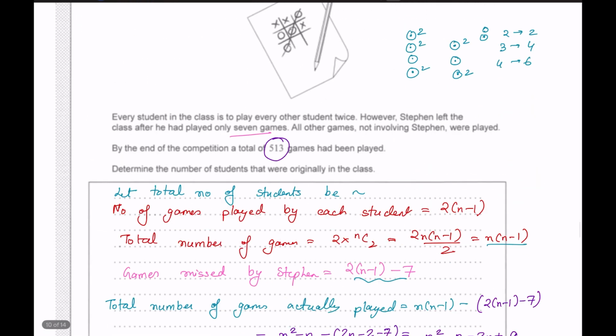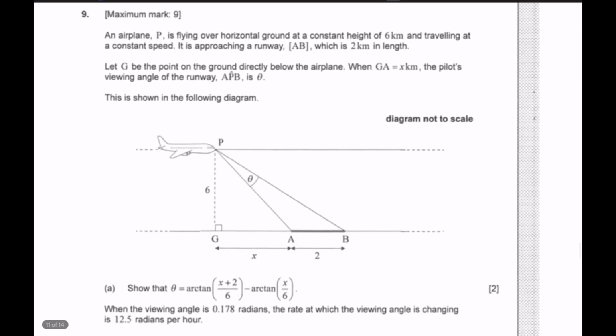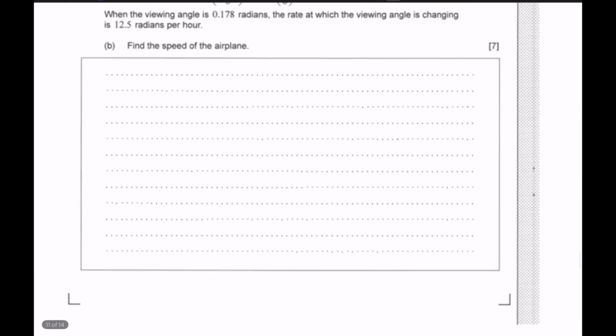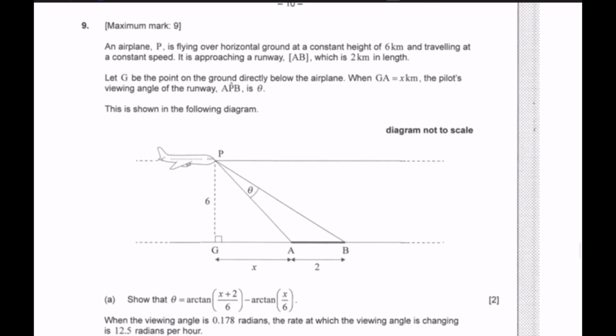And that's all about question 8. Now, moving on to question 9. I think 9 is the last question of section A. An airplane P is flying over horizontal ground at a constant height of 6 kilometers and traveling at a constant speed. It approaches a highway AB, which is 2 kilometers in length.